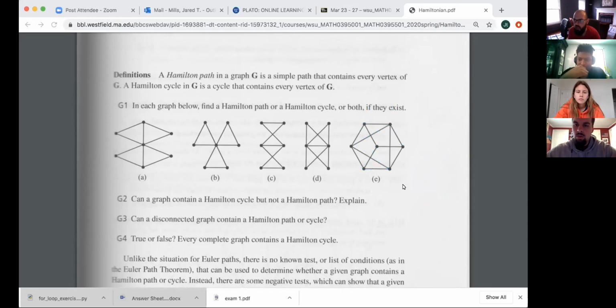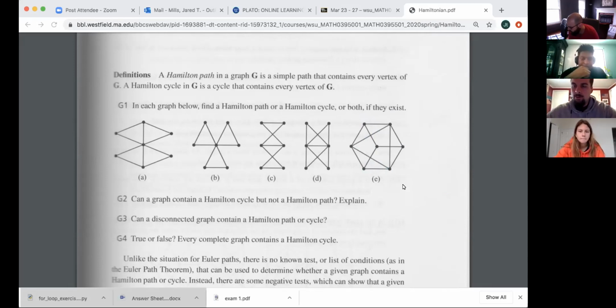Can I chime in here for a second? Are you doing question G18 here? Yes. So there's two things. It looks like you satisfied the degree condition, right? You found two vertices, their degrees were 4 and 3. So when you add them up, it's at least 7, which is the number of vertices here. That's right. But did you find a Hamiltonian path between those two vertices?